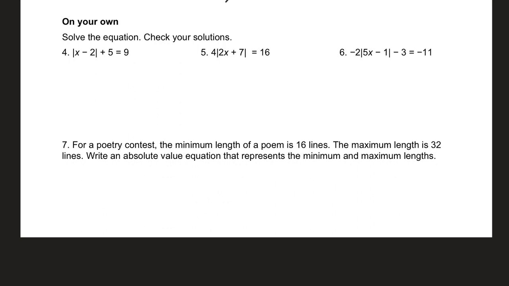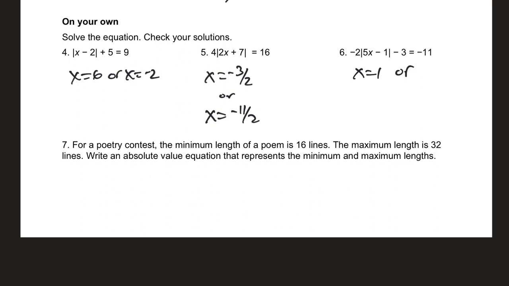All right, welcome back. Answers here. You should have had x equals 6 or x equals negative 2. Number 5 would have been x equals negative 3 halves or x equals negative 11 over 2. Number 6 is x equals 1 or x equals negative 3 fifths. And then for number 7, you should have had absolute value of x minus 24 equals 8. Again, if you don't get those, you can always reach out to me individually and I can help you with this at a later date.